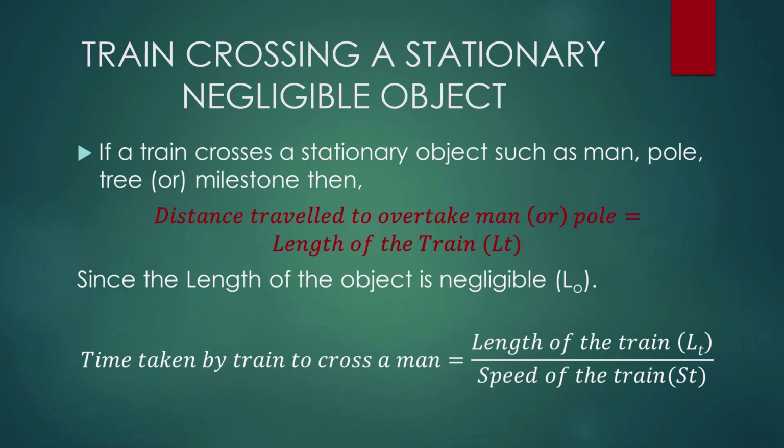Therefore, time taken by the object is equal to distance traveled divided by speed. Here, time taken by the train to cross the stationary object is equal to distance traveled, that is the length of the train in this case, divided by speed of the train. So, whenever a train tries to cross a stationary object, these formulas can be used to determine the distance traveled by the train to cross the object and the time taken by the train to cross the object. Let us solve a few examples to understand this.